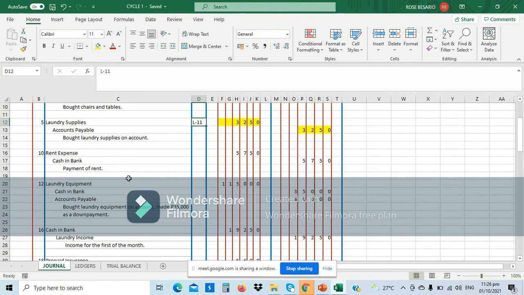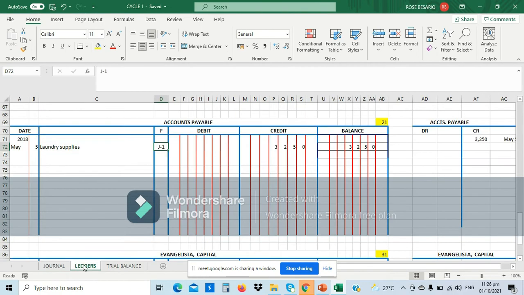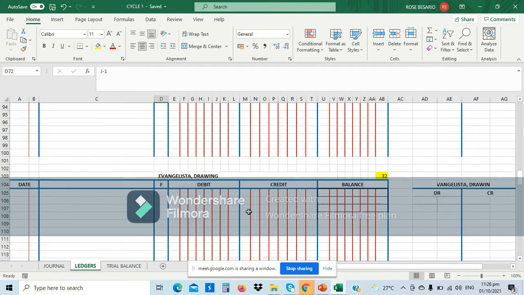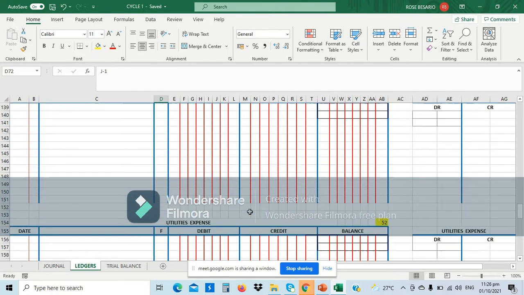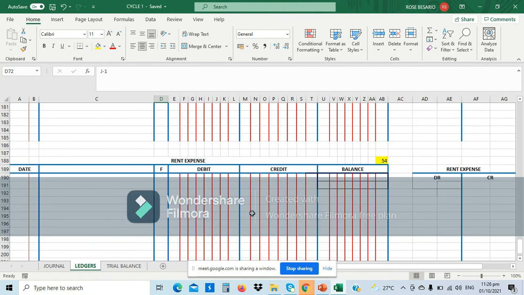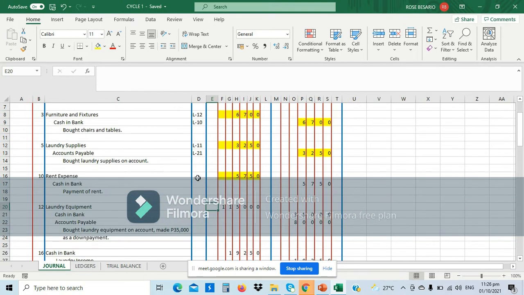Then we proceed to the next, rent expense. Okay. So we have rent expense for 5,750. So by the way, where did we post this accounts payable? I forgot. So that's L-21. For rent expense, so look for the rent expense account. Rent expense. Okay, we don't have yet. Okay, it's here. So rent expense is 54.